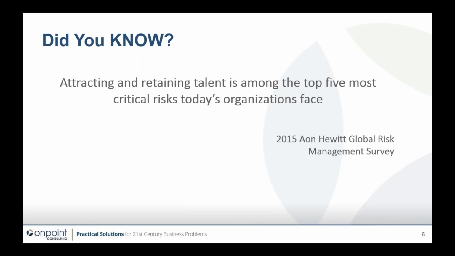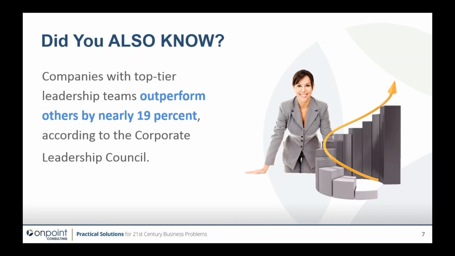So you may also be familiar or know that attracting and retaining talent is really one of the most critical issues and the key risks facing organizations today. This quote happens to come from a 2015 study from Hewitt, but it continues on today, and that the top tier organizations tend to outperform others by nearly 19%. If you have an effective leadership team, that really does seem to have a significant impact on organizational performance overall.